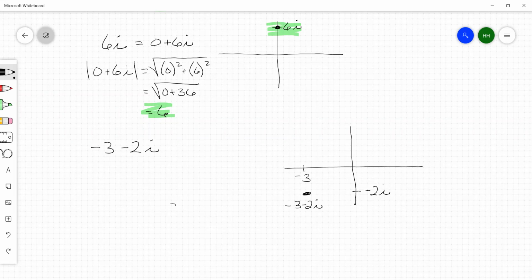So then the absolute value of negative 3 minus 2i is going to be equal to the square root of your a value, which is negative 3 squared, plus your b value, which is negative 2 squared. So this simplifies to the square root of 9 plus 4, which is the square root of 13.